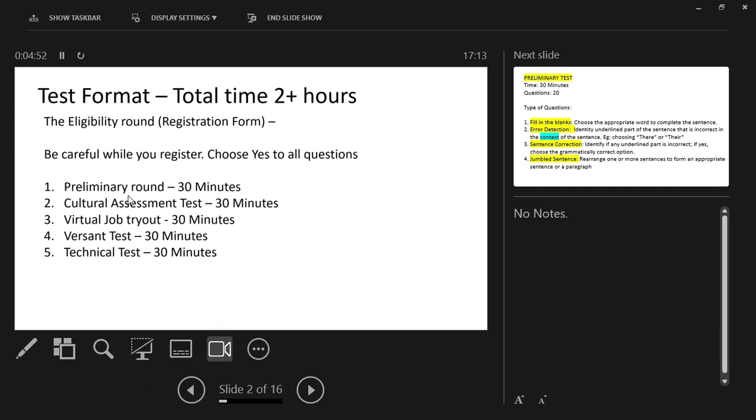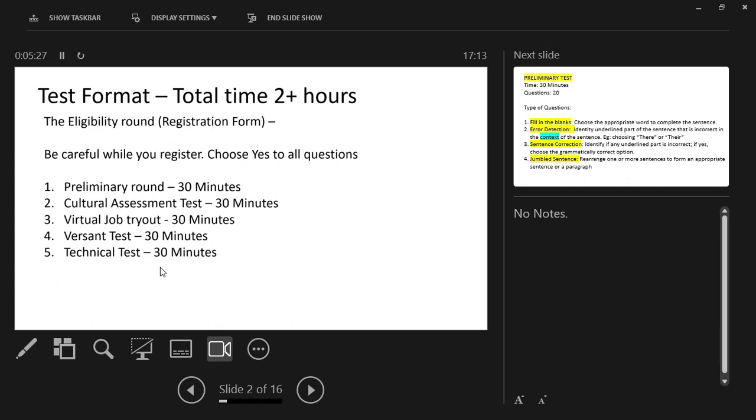So you have the cultural assessment test followed by a virtual job tryout, then the Versant test and the technical test. Overall you have 5 modules in the test. Now the fifth module is the technical test. This technical test is applicable only for technical process international voice. Sometimes there is a possibility that there is no technical voice process, but it is a non-technical international voice process.